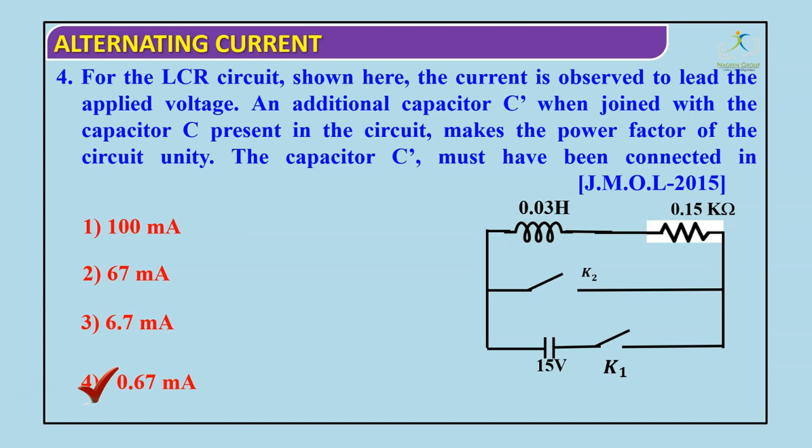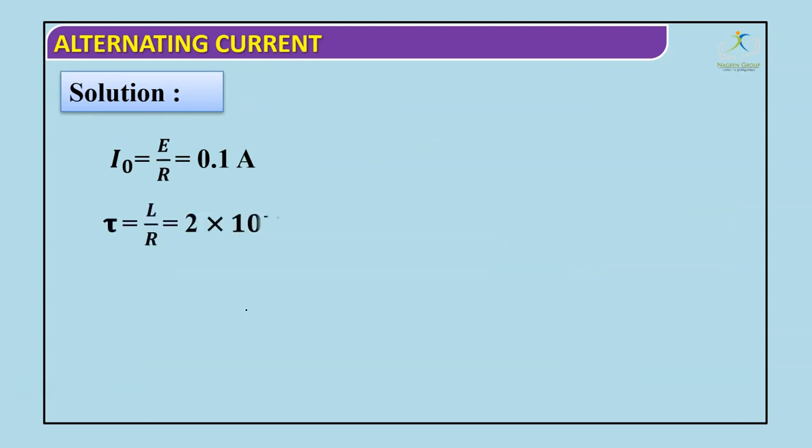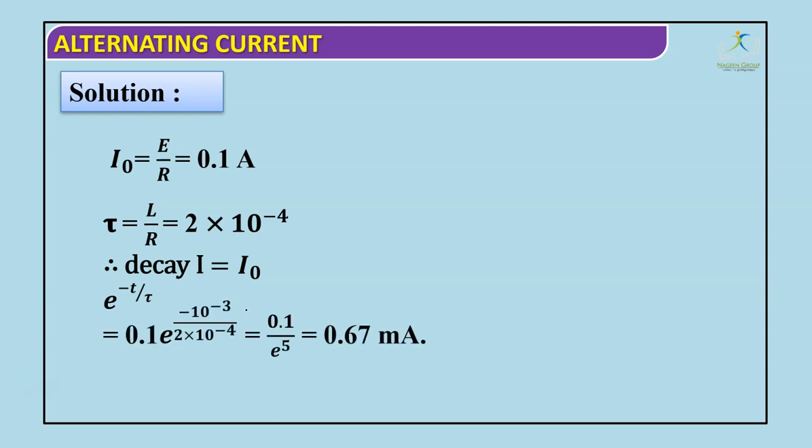Now move to the solution part. So let us see the solution of this question. I naught is equal to E by R, that we know, and after putting in the values, 0.1 ampere comes. Now tau is equal to L by R. If I put in the values of L and R, the answer will become 2 times 10 to the power minus 4. Decay rate, as we know, I is equal to I naught e to the power minus t by tau. If I put all these values in, the answer will become 0.67 milliampere. And hence we can say that the correct answer for this question is the fourth option.